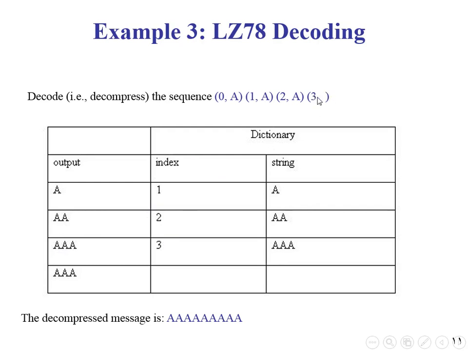And finally 3 and nothing, so we repeat the output which has the index 3, AAA. Therefore the output will be AAA, AAA, AAA. This is a stream of the character A.